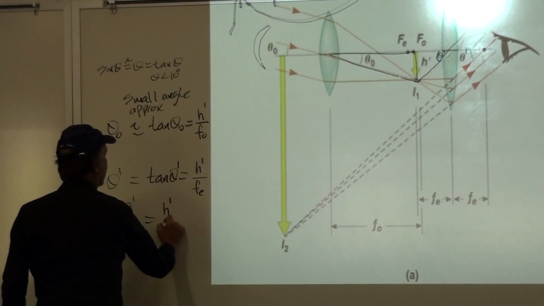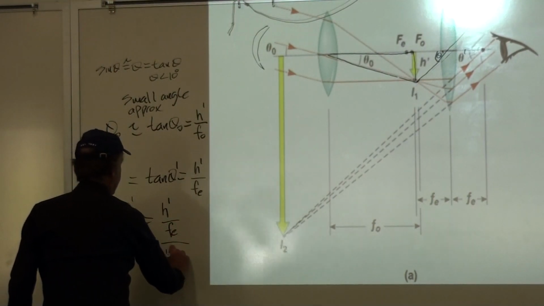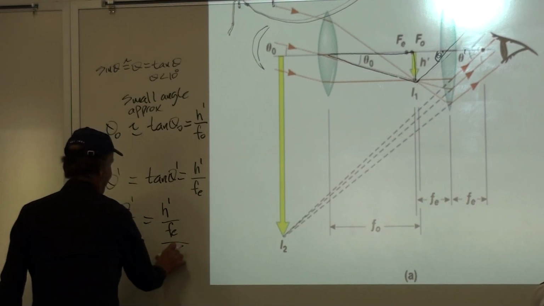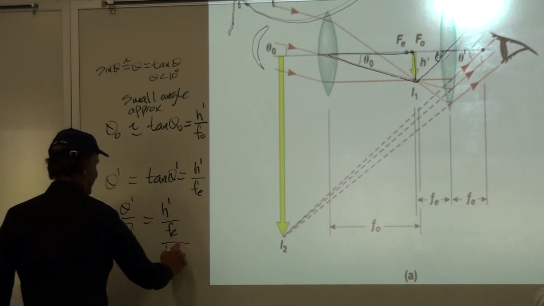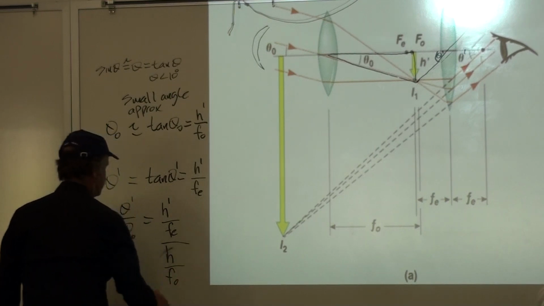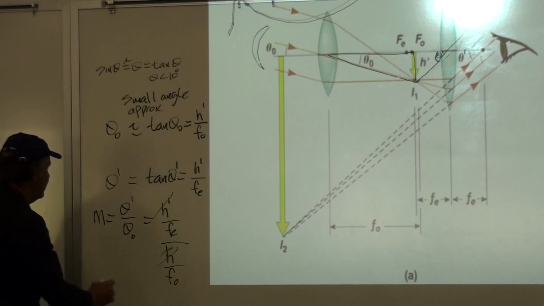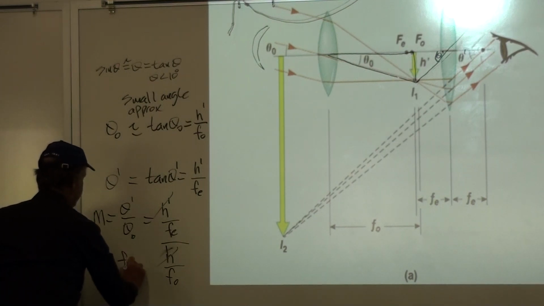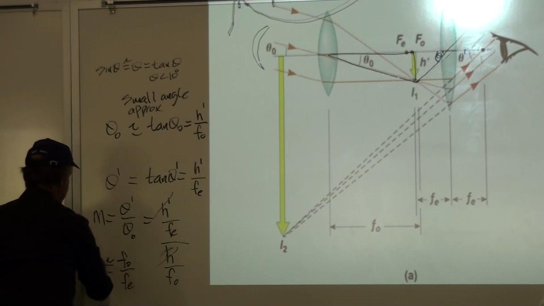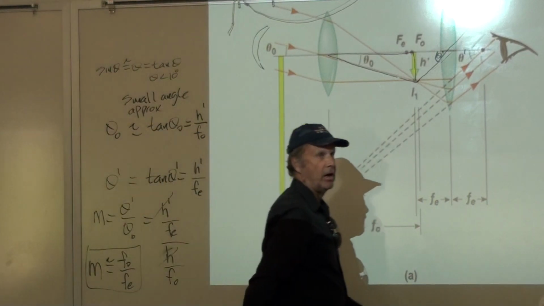So that's h prime over fe, divided by h prime over fo. Used to doing that from 2HC. Then the h primes cancel. This is 1 over fe divided by 1 over fo. So that gives us fo over fe. That's approximate, but it's close enough. So that's our angular magnification then, the ratio of the focal lengths.